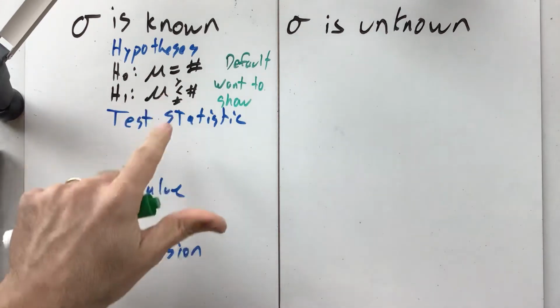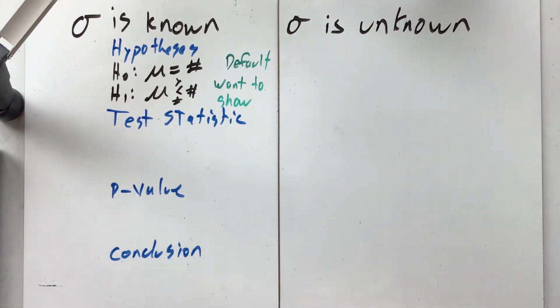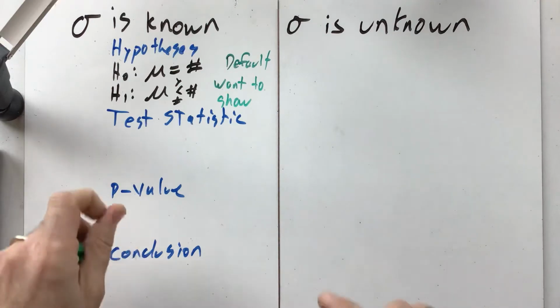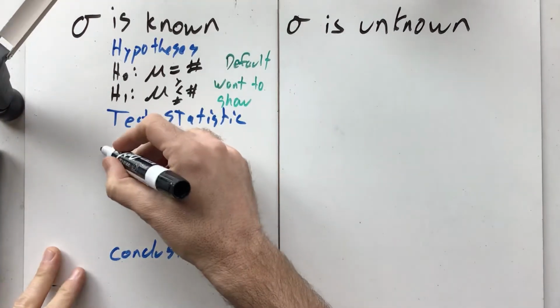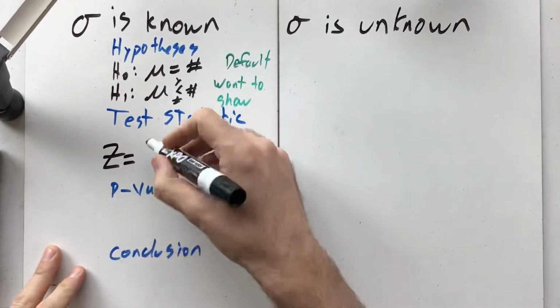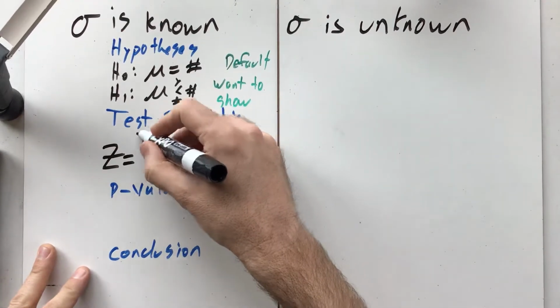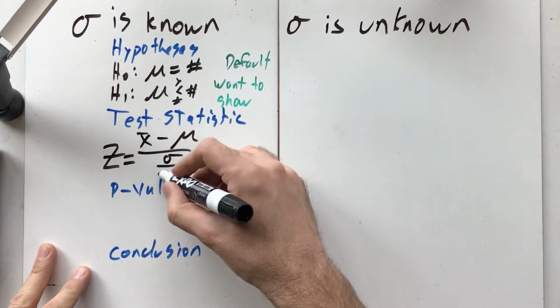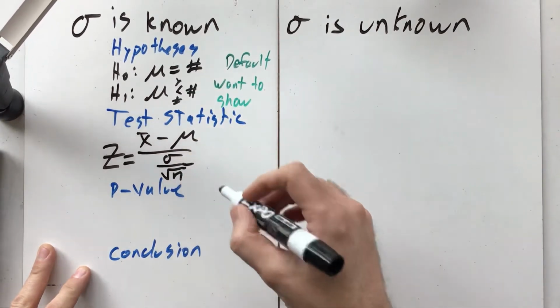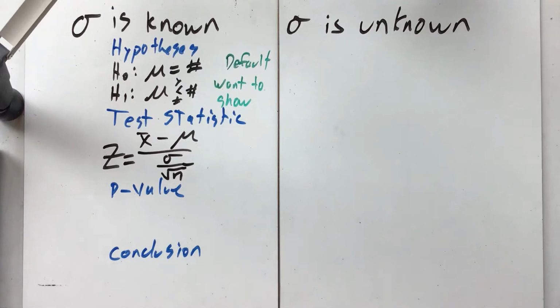Once you've created your hypotheses, the next step is always to create your test statistic. Your test statistic is really going to depend on whether you know or don't know what sigma is. What we did in section 9.1 was our test statistic, where we had x bar minus mu divided by sigma over the square root of n. We just put all of these numbers into our calculator and come up with our result.